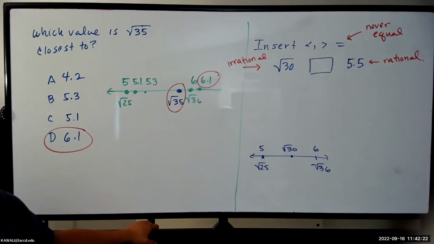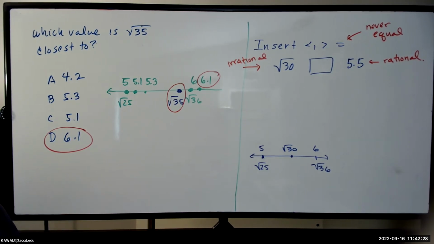Crap. That's in the middle. And 5.5, that's in the middle. How the heck do I figure this out? Because they're both really close to each other.